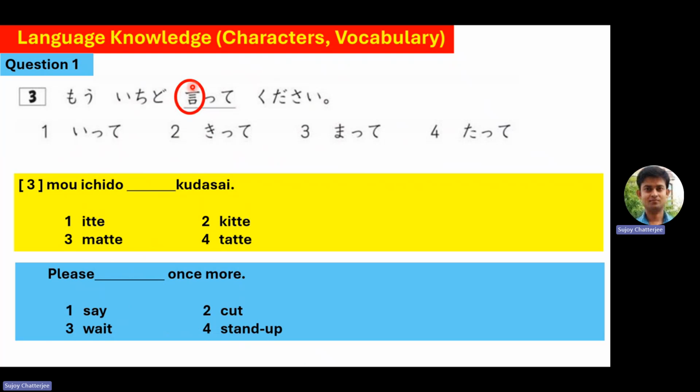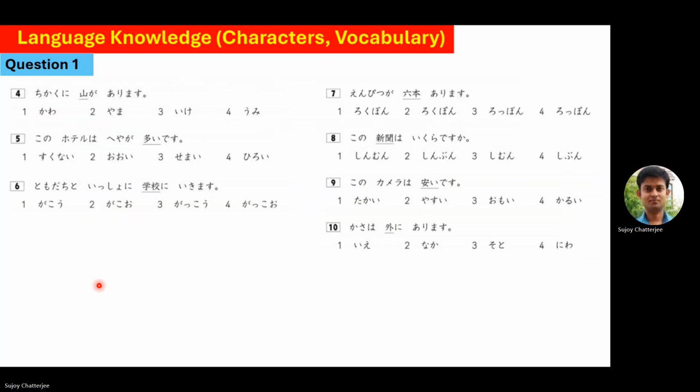But this is what is for saying. So please say once more, or please repeat one more time what you just said. Moichido itte kudasai. So itte will be the correct answer here.